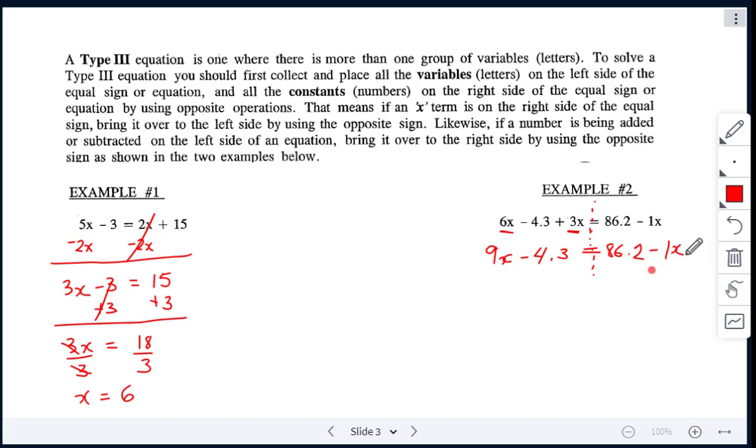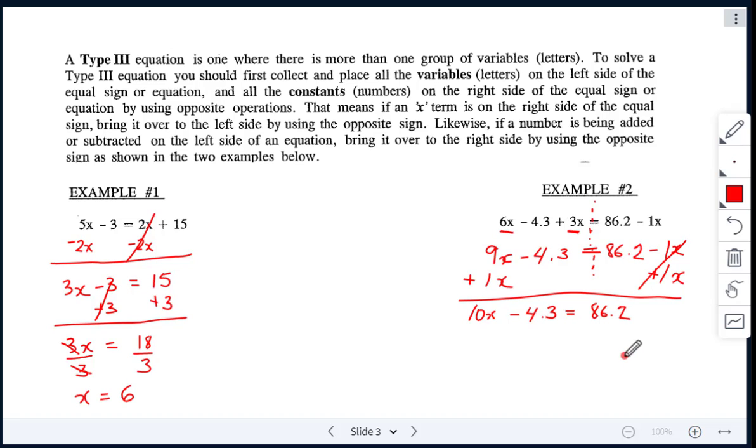Now I have the minus 1x, and I need to bring it over the equal sign, over to the left-hand side. So now I have to do an opposite operation. So I have to add 1x and add 1x. All right, so now it's gone on this side. On this side, I now have 10x minus 4.3, and it's equal to 86.2.